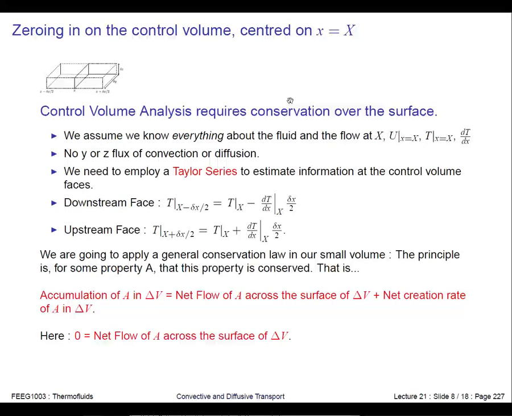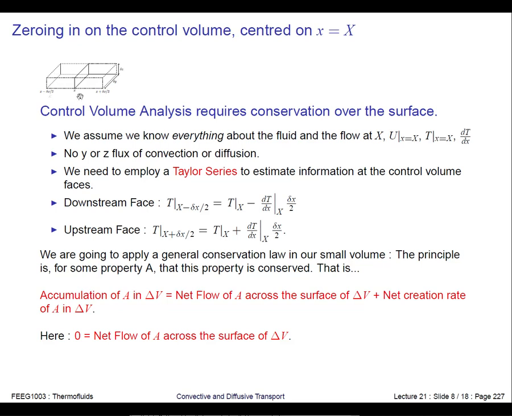Okay, so we've got a control volume, and we're going to assume that we know about everything at the center of the control volume. So that's this big X location. So we know what the velocity is there, we know what the temperature is, and we know what the temperature gradient is here.